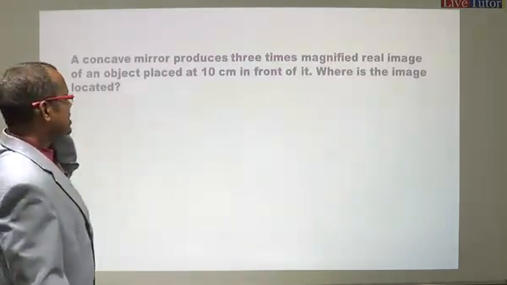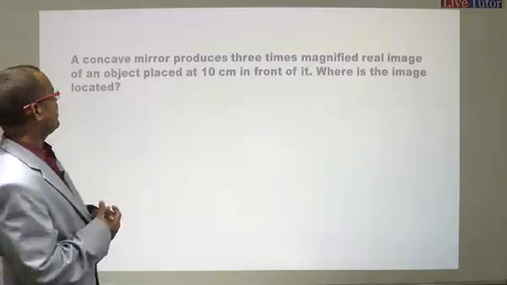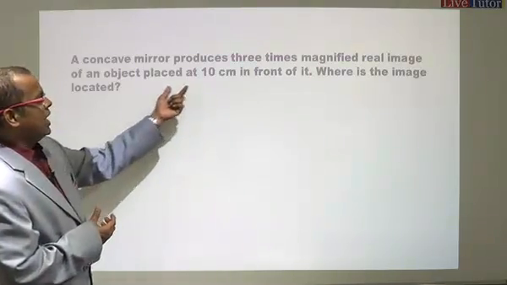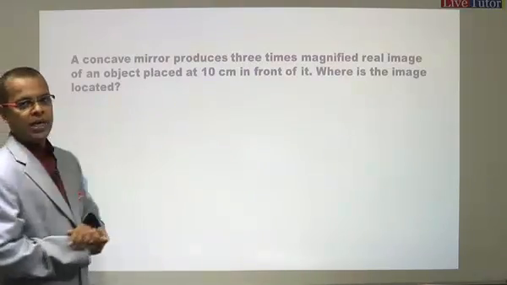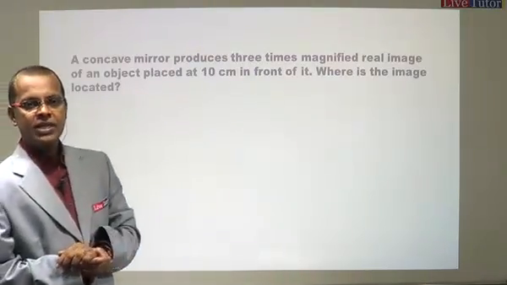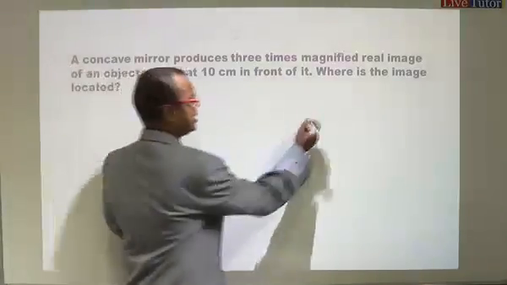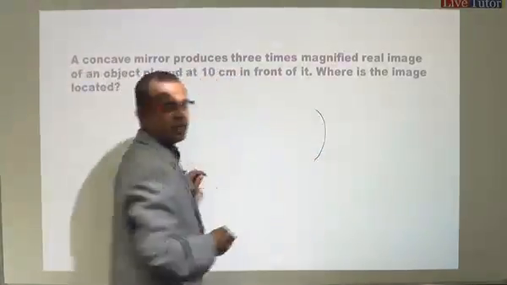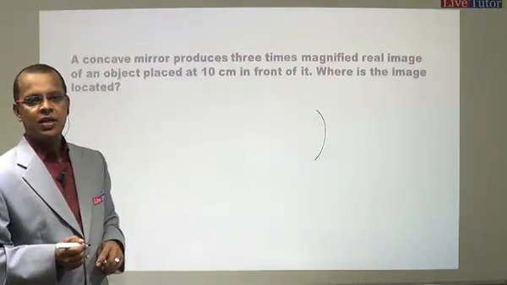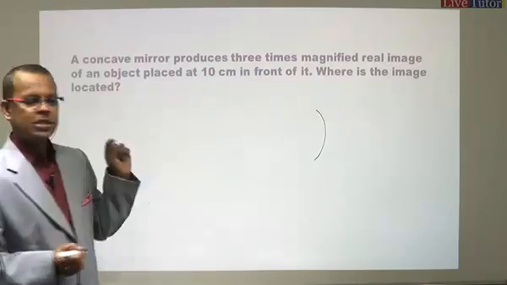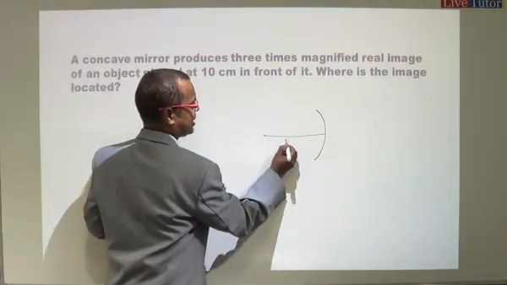Right. The next one is, a concave mirror produces 3 times magnified real image of an object placed at 10 centimeters in front of it. Where is the image located? So by just imagining a concave mirror, it is producing a 3 times magnified real image of an object placed 10 centimeters from it. From here the object is placed at 10 centimeters.